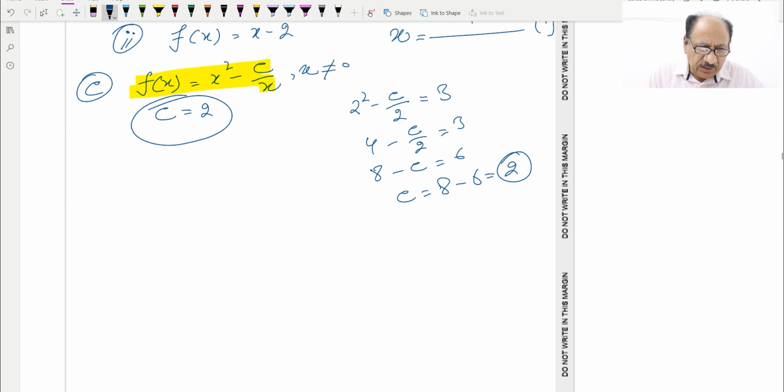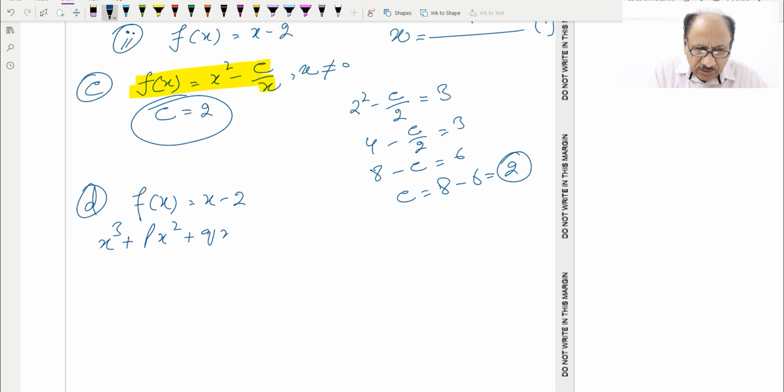Now, next the d part, we can solve the d part, and the d part says the equation f of x is equal to the same equation can be written in this form. And what is that format? x cube plus px square plus qx is equal to 2, and find the value of p and the value of q. So p we need to find, and q also we need to find. So what we can do, we can take the equation, this one, we know this is f of x, this is also f of x, so we can equate them.